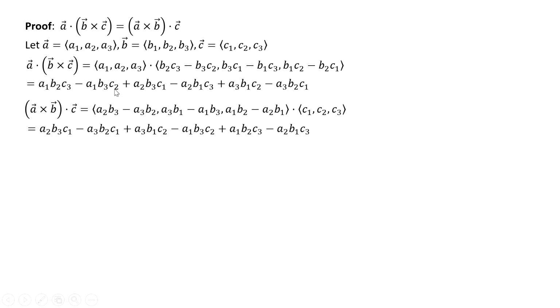Minus A1, B3, C2. Is there a minus A1, B3, C2? Ta-da! A2, B3, C1. Minus A2, B1, C3. So on. So check for yourself. That's it. They are actually equal. So this is the way you can prove it. Now, that other one, that 6, is a bit tedious, but you can do it, right? Cool.